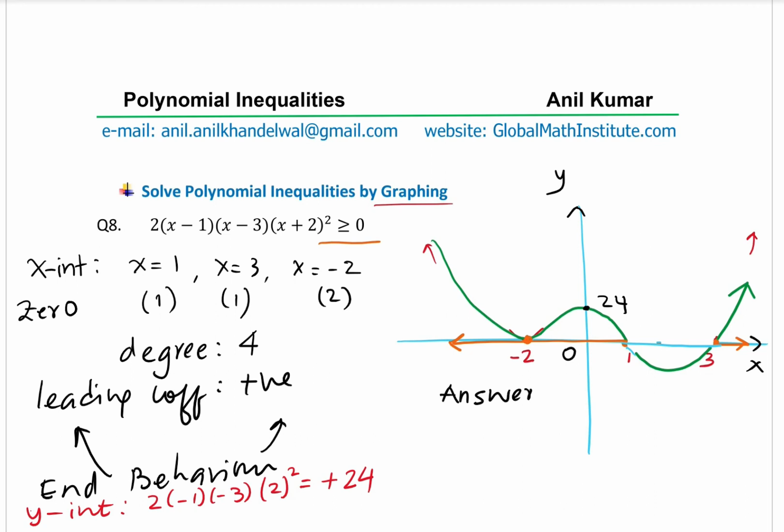The answer for this will be from minus infinity to this point, which is 1. And then 1 is included. And then from 3 to infinity. Is that clear to you? So that is how we have to write down the solution.